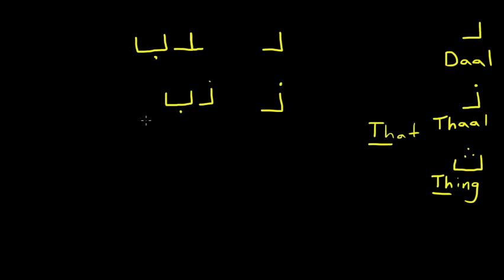But if we were to do it the other way around, and we would do a ba and then the thal, it would look like that. So same thing for the dal. If we put a ba before it, it would just look like that. It just doesn't connect to the next letter. So it can either look like this or like this.